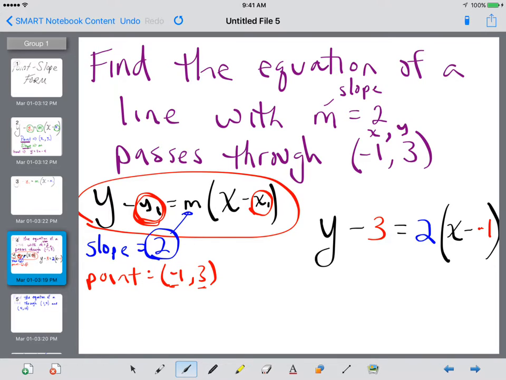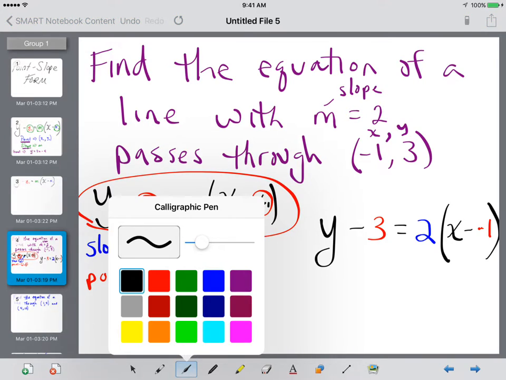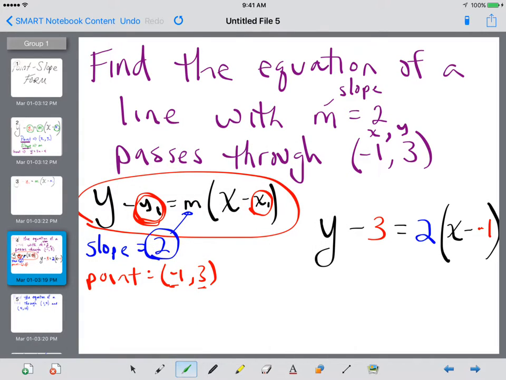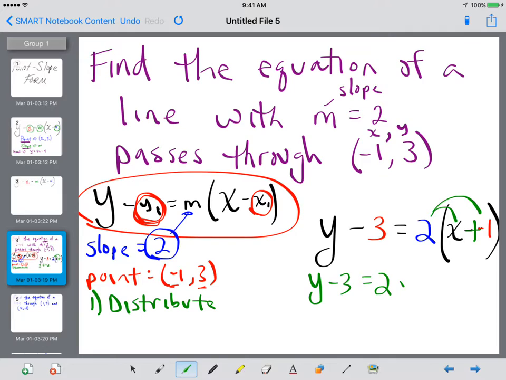So from here we just need to simplify. Well, to simplify means inside parentheses I have minus and negative. I'm going to change that to a plus. So it's x plus 1. The first thing I need to do, so step 1, is to distribute. So in order to simplify, I have to distribute. I have to distribute the 2 to the x and the 1. So when I rewrite this, I have y minus 3 equals 2x plus 2.